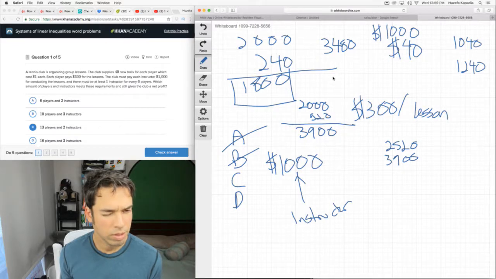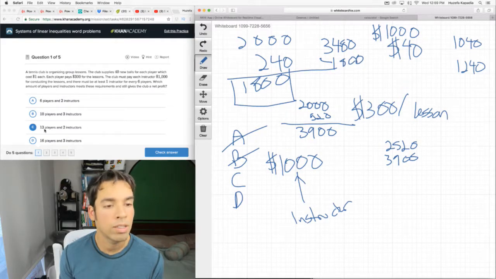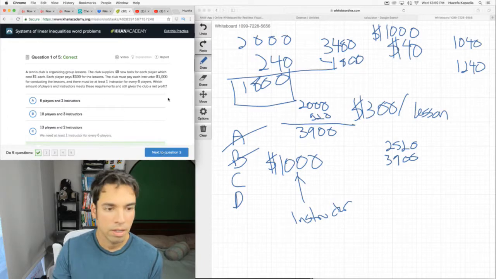Right, 300. Interesting. All right, so I'm going to be curious to see. I believe this is the... Oh, I see why this one's wrong. You can't do 2 instructors and 13 players because this one violates the requirement of 1 instructor to 6 players, so it's actually D. And D is right. That's what it says.